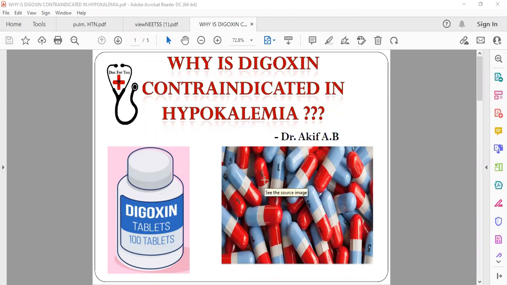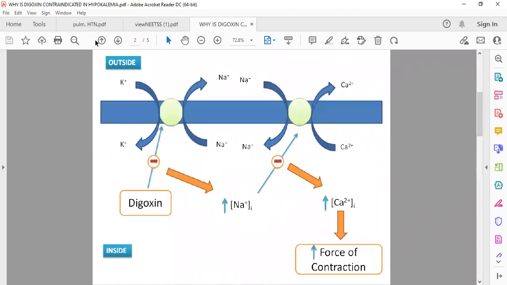So basically how does it work? It works by acting on sodium potassium ATPase. So let us assume this as a myocardial cell or a myocardium. This part that is inside is the inside of a myocardial cell, and this is outside of the cell. So the outside part is this part. This is a cell membrane or a barrier.